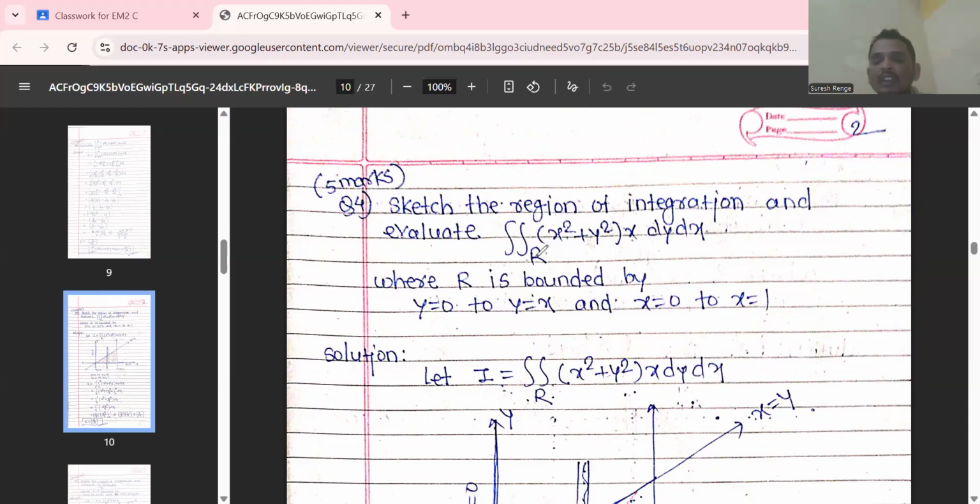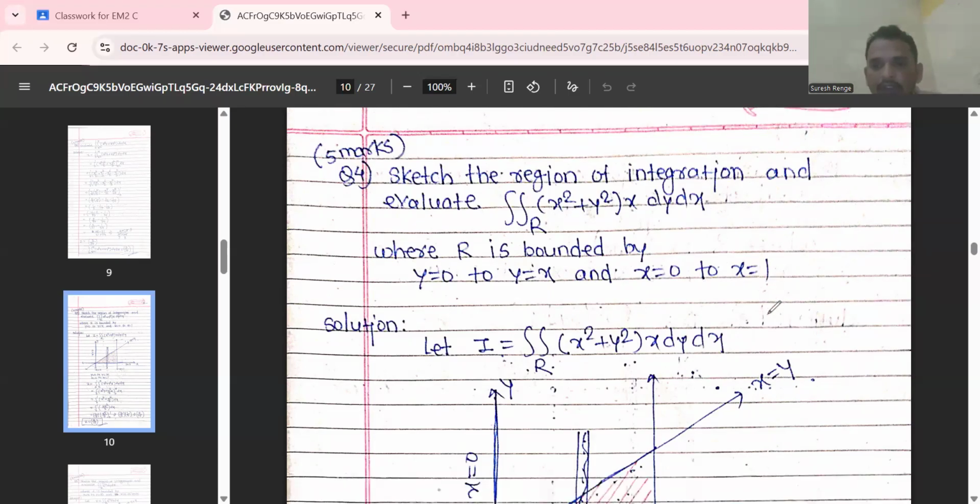Double integration over the region R, (x square plus y square) multiplied by x dy dx, where R is bounded by y is equal to 0, which is the lower limit of y, to y is equal to x, which is the upper limit for y. And x is equal to 0 is the lower limit of x, and x is equal to 1 is the upper limit of x. We want to solve this equation.